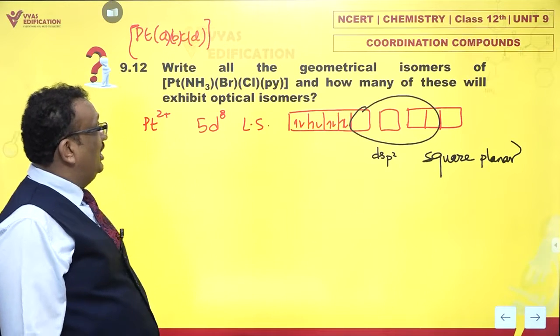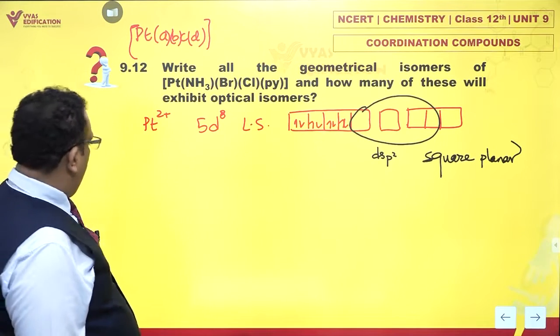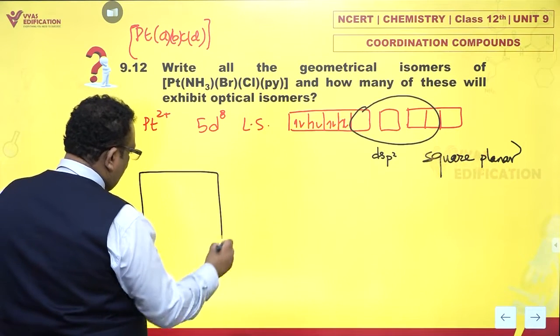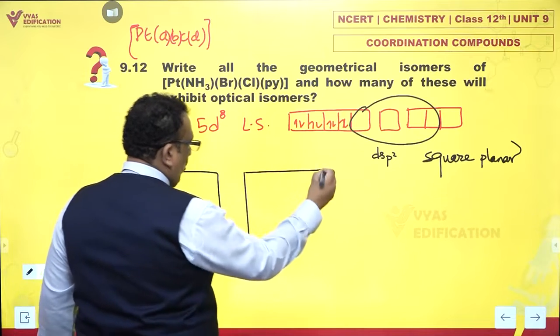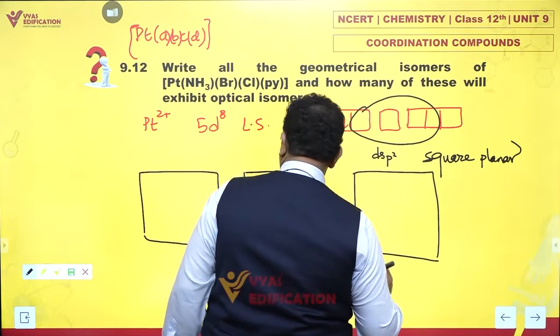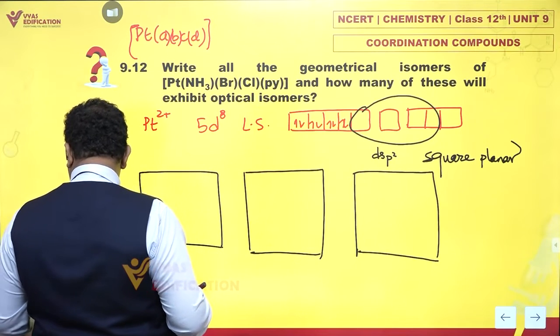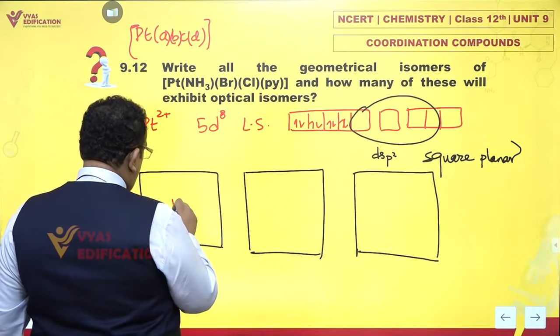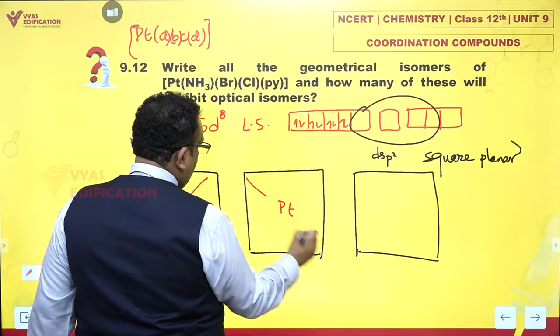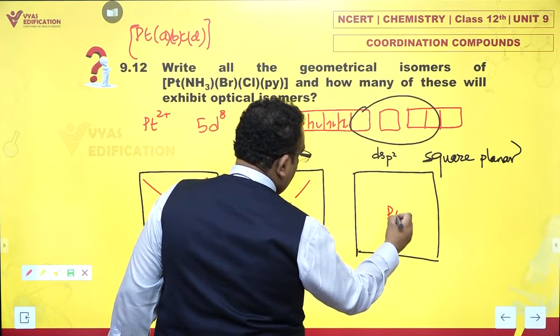But how many geometrical isomers? Let's try. It is just going to be a square planar complex, so all I need to do is just to make squares and write down how many different permutations and combinations I actually get. Okay, that's cool. Pt, Pt, Pt.